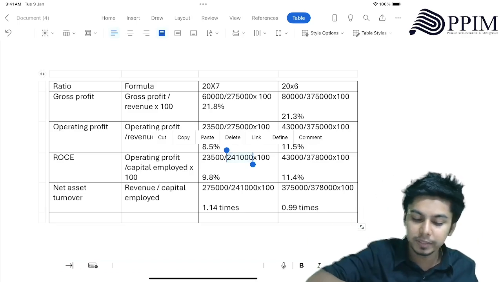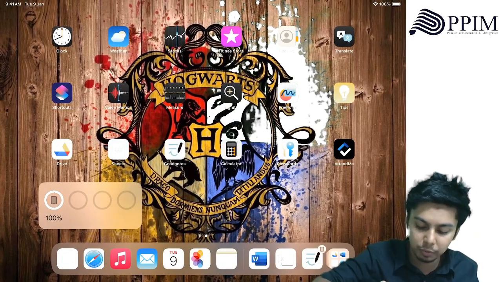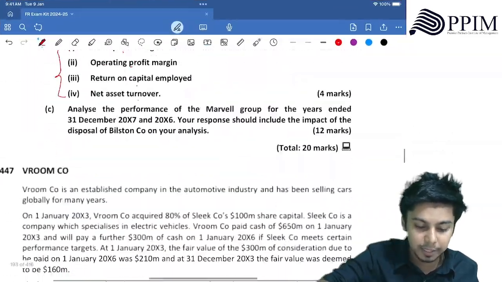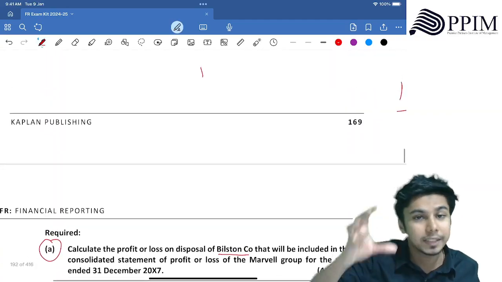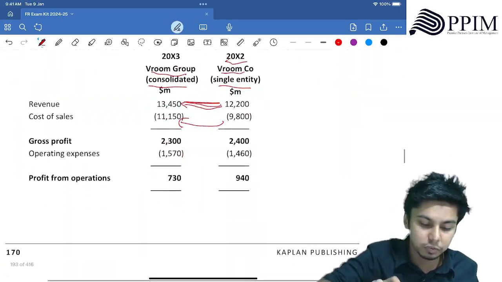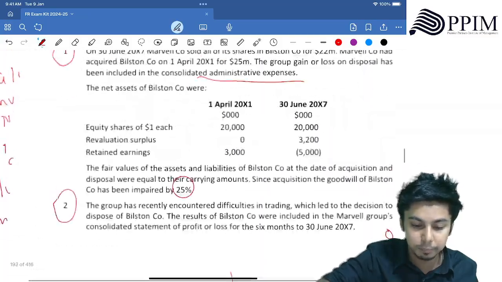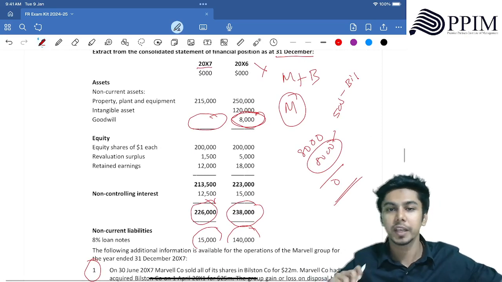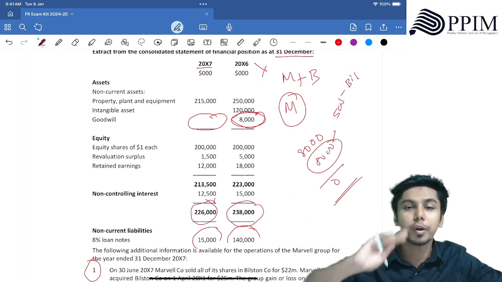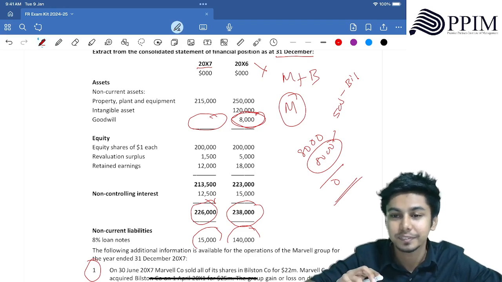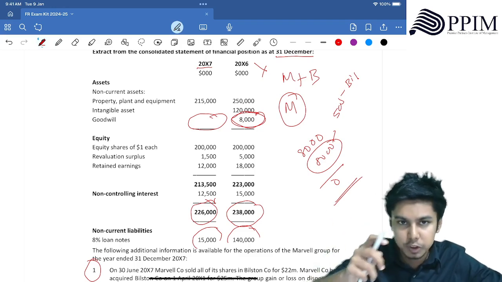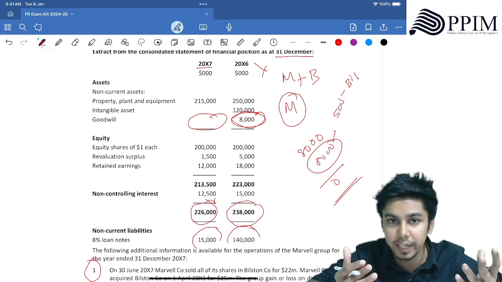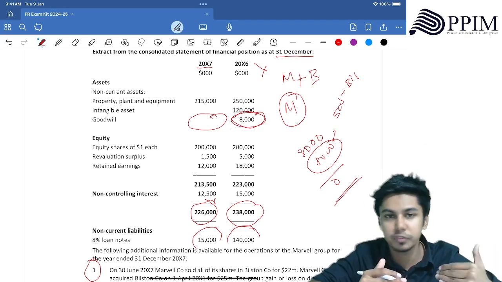Guys, can you tell me some reasons why ROCE fell in the first place? Our return on capital employed is less. Our capital employed is less. Can you look at this SOFP and tell me why our capital employed has reduced over the year? Faster, can you check and let me know? What is the main reason why capital employed reduced? Because of the disposal. When you dispose of a subsidiary, Bilston's equity is not there. So that is why ROCE has fallen.